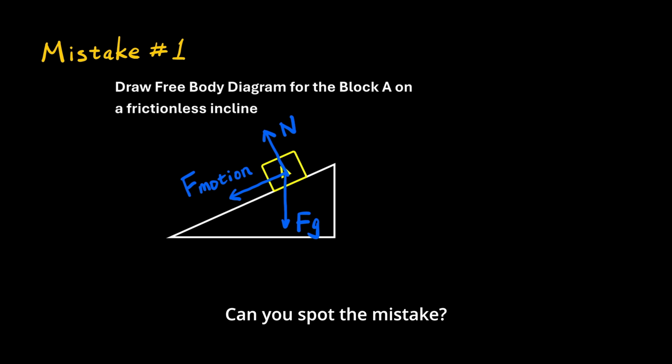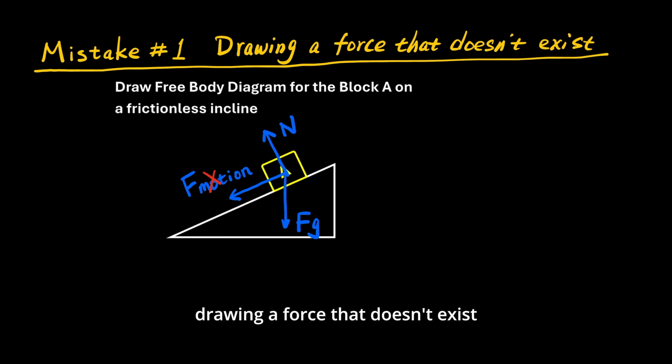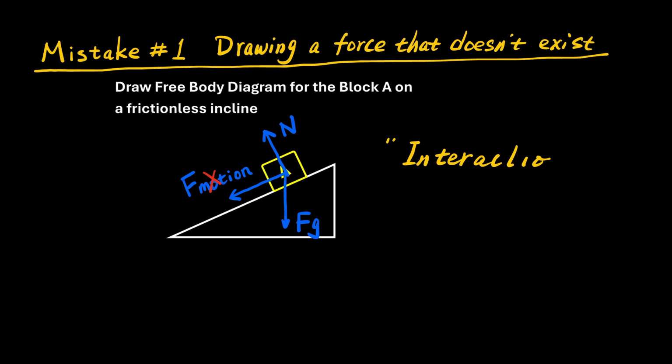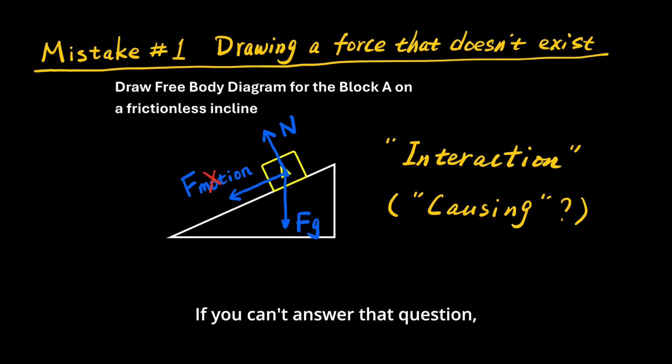Can you spot the mistake? This diagram includes something called a motion force. But here's the problem. Motion force isn't actually a force. So the first mistake I want to talk about is drawing a force that doesn't exist. Every force must come from an interaction. So whenever you draw a force, ask yourself, what's causing this force? If you can't answer that question, it probably doesn't belong on your diagram.